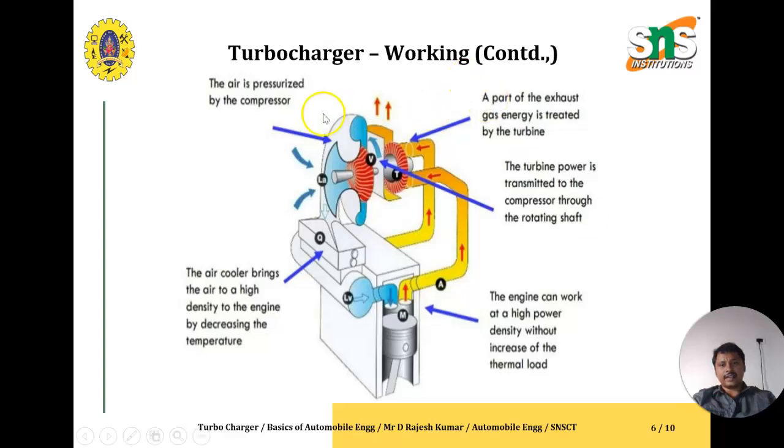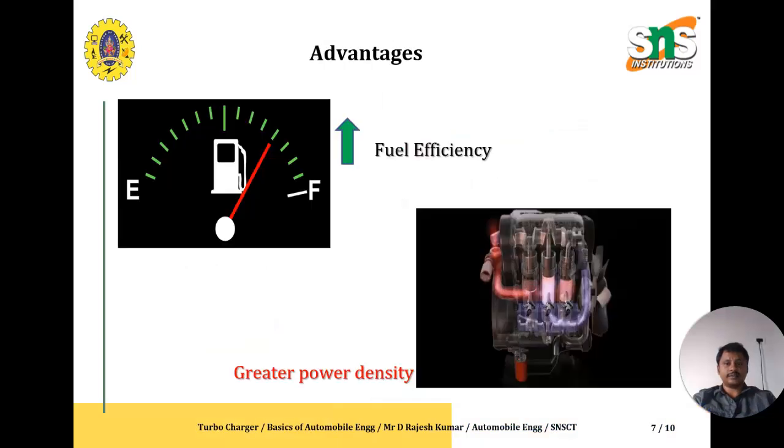You can see the air is pressurized by the compressor. The air cooler brings the air to a high density to the engine by decreasing the temperature. And then the engine can work at high power density without increase of the thermal load, so that it can work in the high power density. So the density is improved, so that the power is also improved. The turbine power is transmitted to the compressor through the rotating shaft. A part of the exhaust gas energy is treated by the turbine. So this is the overall working of the turbocharger.